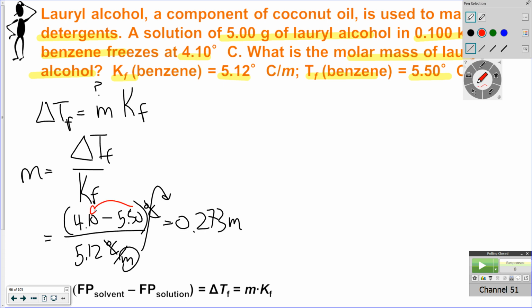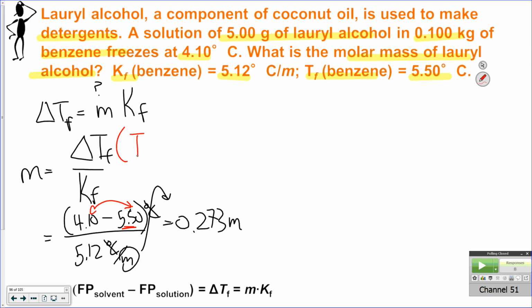All right, so switch the orders. Put the pure solvent first. So this would be the freezing point of the solvent less the freezing point of the solution. It's the order they need to go in. So now I know the molality in this.